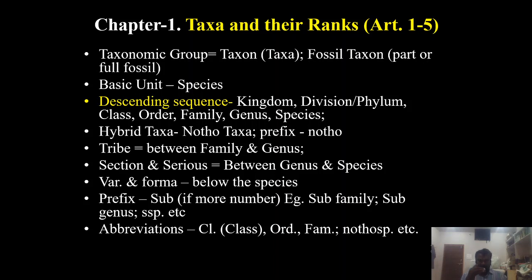There are some tribes between the family and the genus, sections and series between the genus and species, and variety, forma and subspecies are below the rank of the species. The prefix sub is added if a genus has a large number of species or a species has a large number of varieties, etc. For example, subfamily, subgenus, subspecies, etc. There are some abbreviations for class, cl., for order, ord., etc.